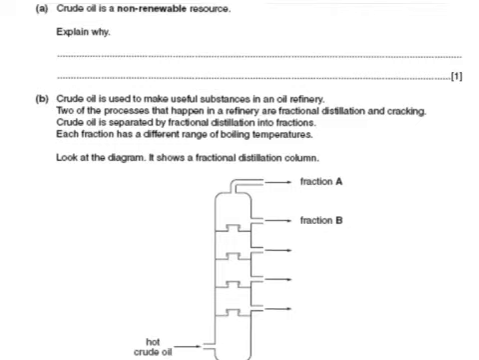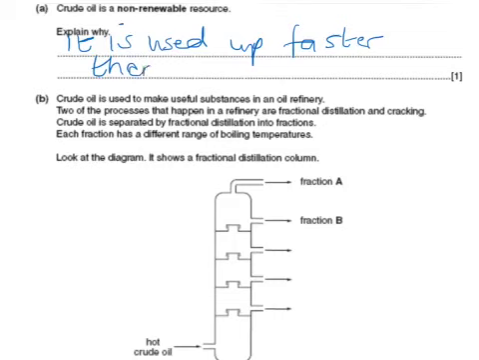This is an example of a past paper question. The first question, A, says, crude oil is a non-renewable resource. Explain why. We might say it is used up faster than it is made.